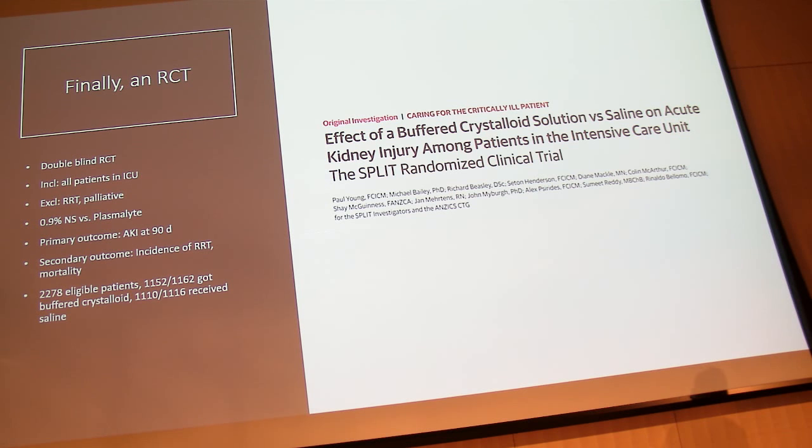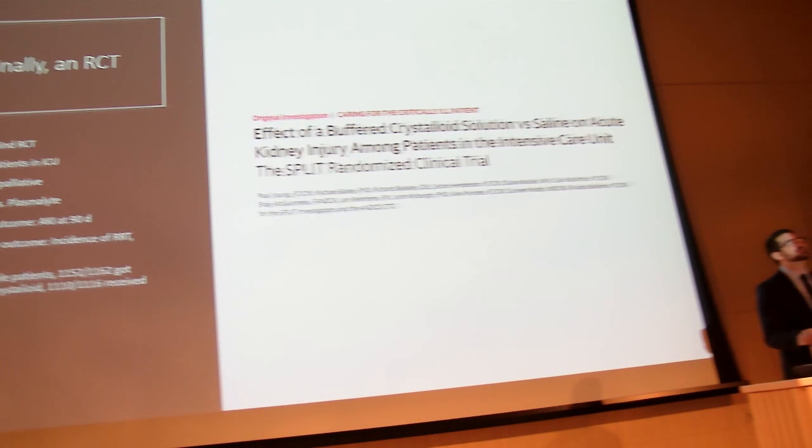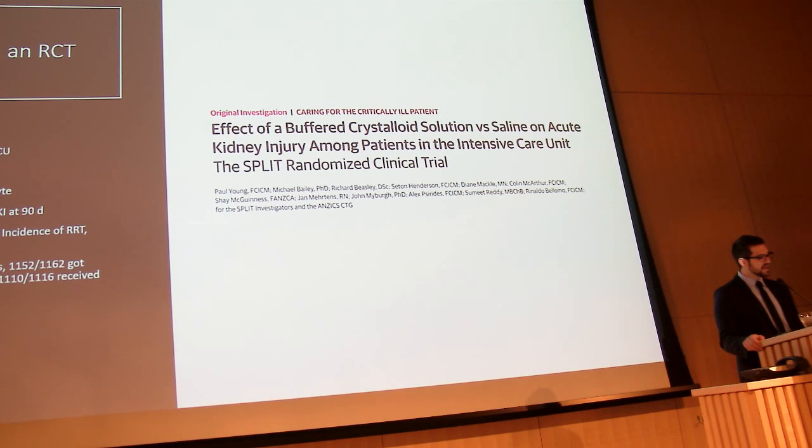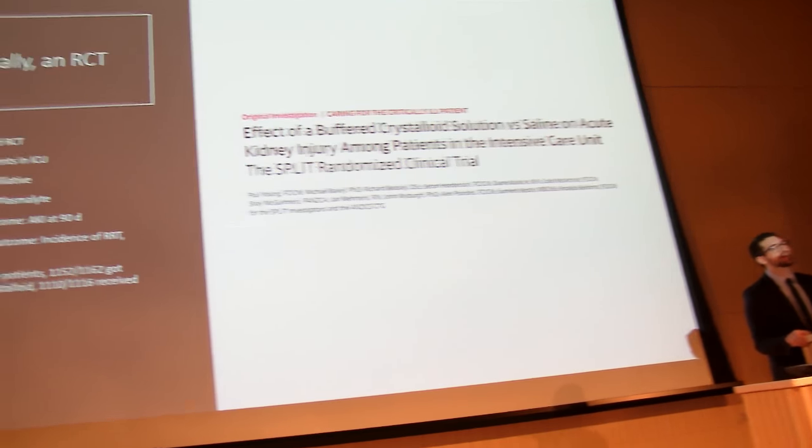They included all patients that were admitted into the ICU. They excluded patients who were already on renal replacement therapy, or palliative or organ donation patients. Their primary outcome was AKI at 90 days, and they defined AKI as a 50% increase in creatinine, or a persistent increase in creatinine, or end-stage renal failure requiring dialysis. And they recruited 2,278 patients.